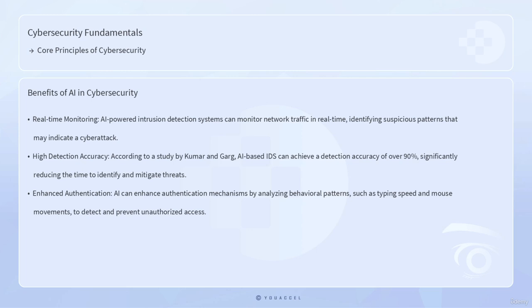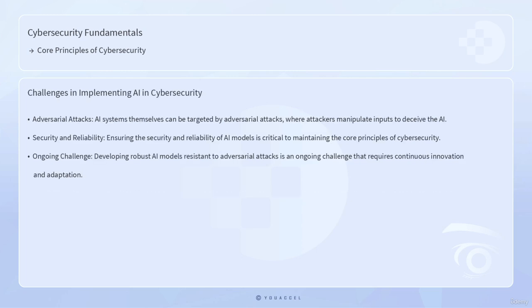Additionally, AI can enhance authentication mechanisms by analyzing behavioral patterns, such as typing speed and mouse movements, to detect and prevent unauthorized access. However, the implementation of AI in cybersecurity also introduces new challenges.